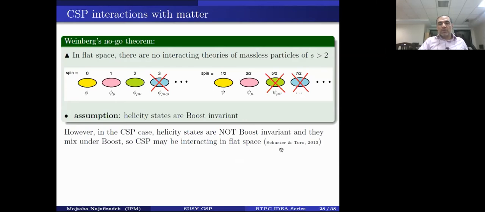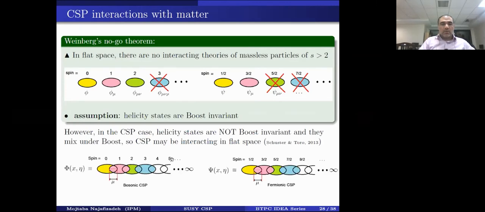This is what Schuster and Toro mentioned in this paper in 2013. They said that, as you see here, for example, for the bosonic CSP, if you boost this state, for example this spin 2, it goes to all states. It mixes with all states. As they showed in this paper, you will have a Bessel function which mixes all states.